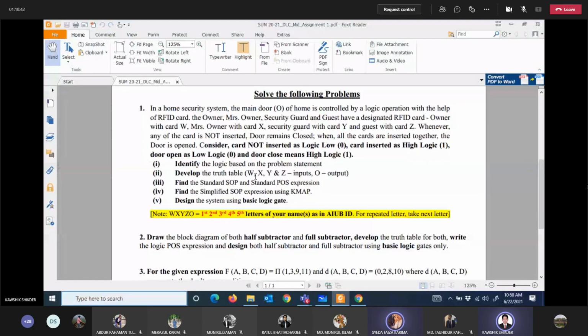Yes, sir. W X Y Z and O. So W X Y Z and O, will these letters stay? No, sir. No, what will it be? First, second, third, fourth and fifth letter of your names as in AIB ID.